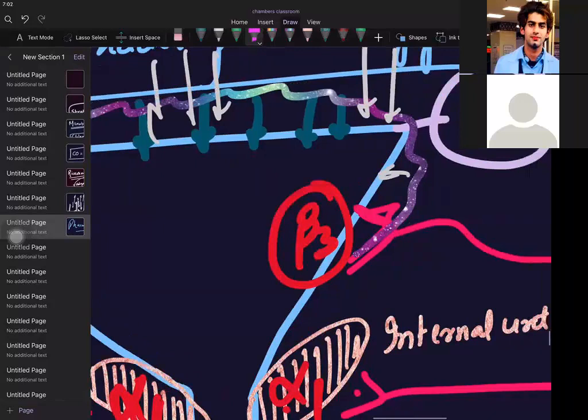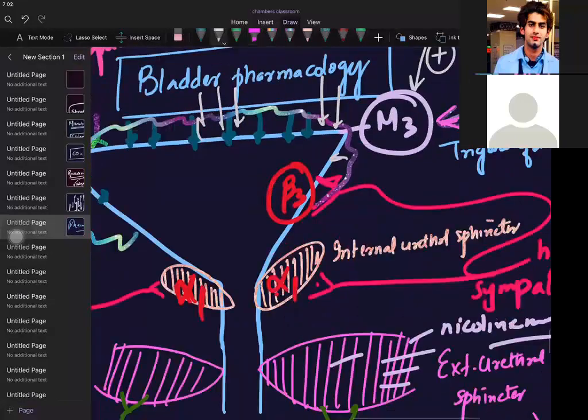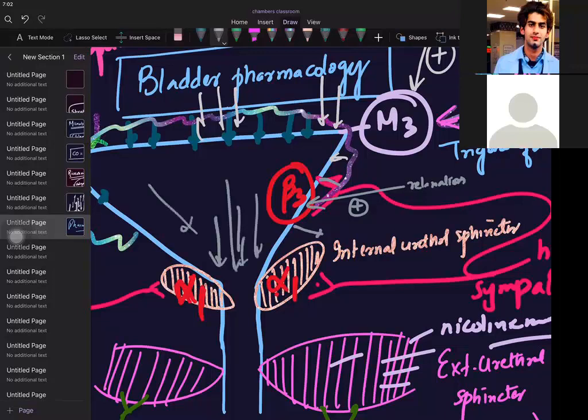So if I stimulate beta 3, what will happen? I will be relaxing, so relaxation of the bladder will happen. If the bladder is relaxing, it is a very good thing for a patient who is already going to urinate again and again. He was having urge incontinence, throwing the urine again and again. So should I retain it or not? Yes, sir, I should retain. So the best way is to retain the urine.